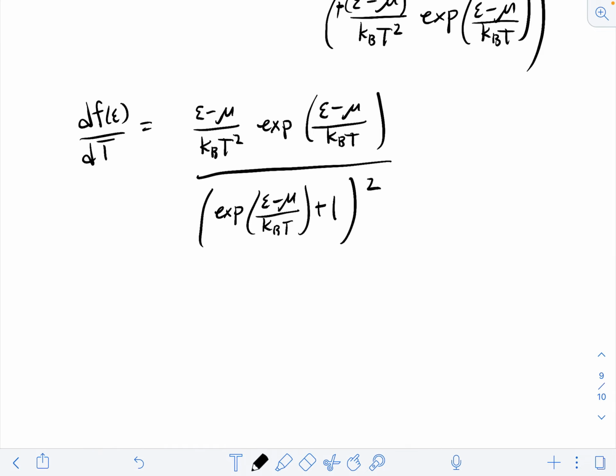Before moving on, I just want to notice one other thing. What if we were to take the energy derivative of this distribution function?